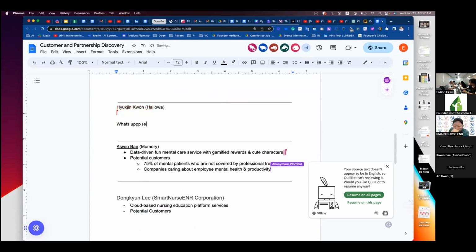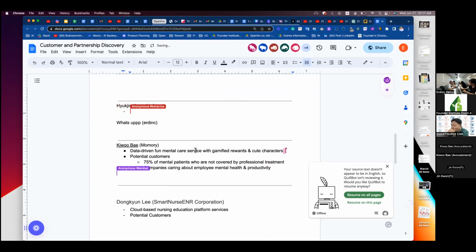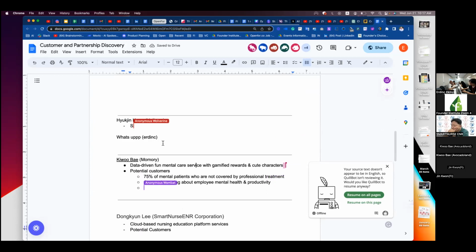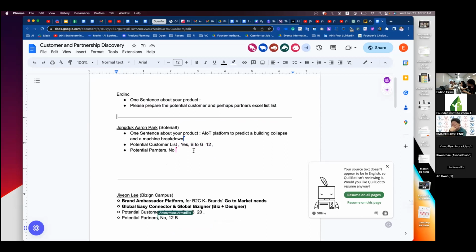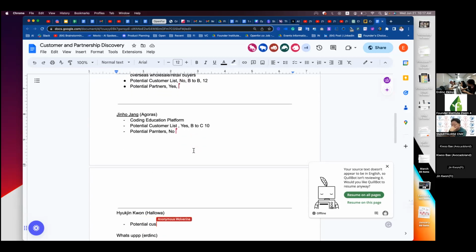Is this coming naturally? Yeah, they just want to learn coding through my service. Okay. So Gion has 10 potential customers, potential partner no. Yongjin, I don't know, not yet. Q, potential customers, 75%.